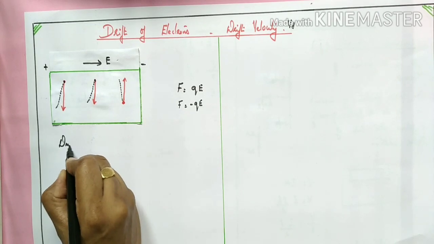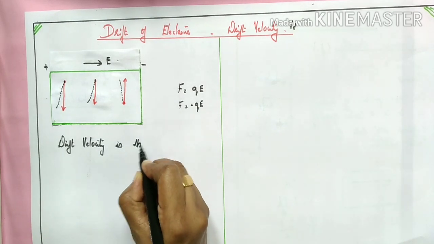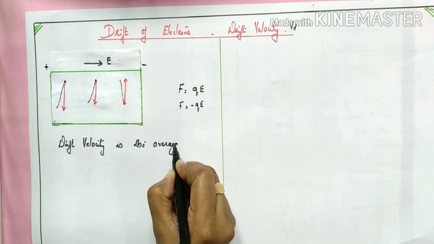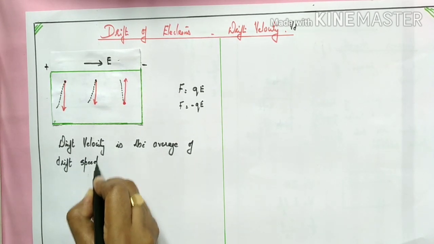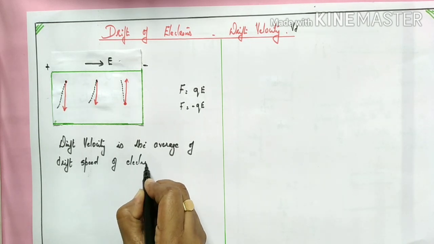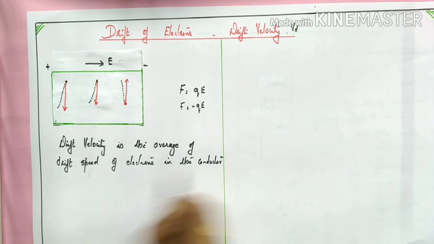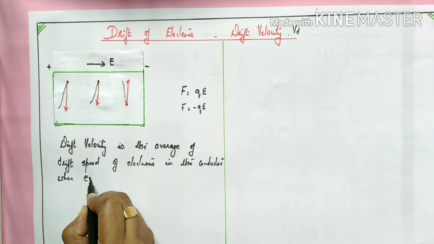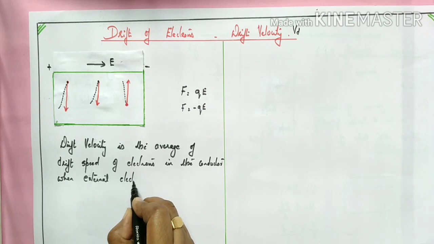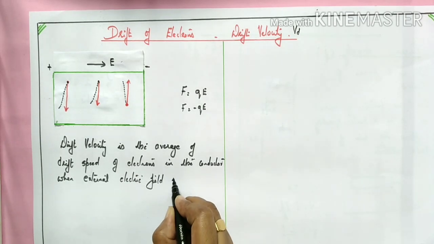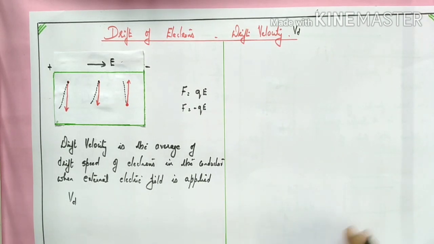So drift velocity is the average of drift speeds of electrons in the conductor when an external electric field is applied. So drift velocity can be represented by Vd.